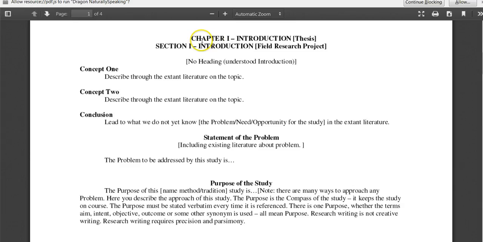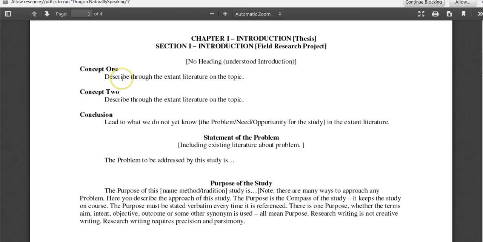So, as we are doing field research projects, then we're going to use the nomenclature. Rather than chapter 1, we're going to use section 1. Section 2 will be the literature review, and section 3 will be our methods or procedures if we're doing qualitative. And that, by the way, gets us all the way to our proposal. Section 1, 2, and 3 actually constitute the proposal. So this week we are going to be talking about section 1, introduction.